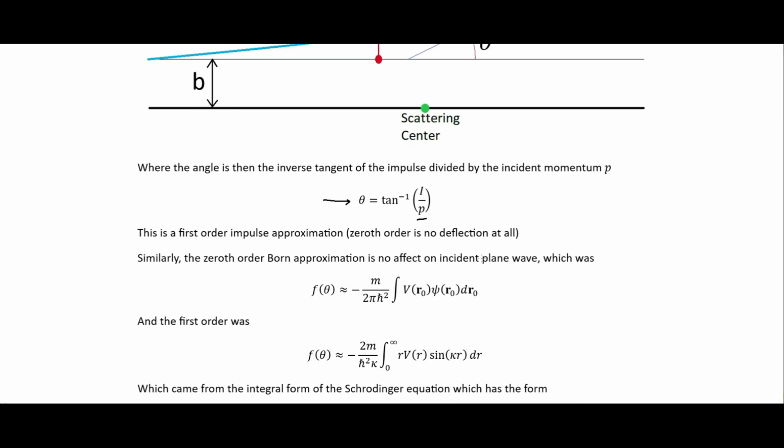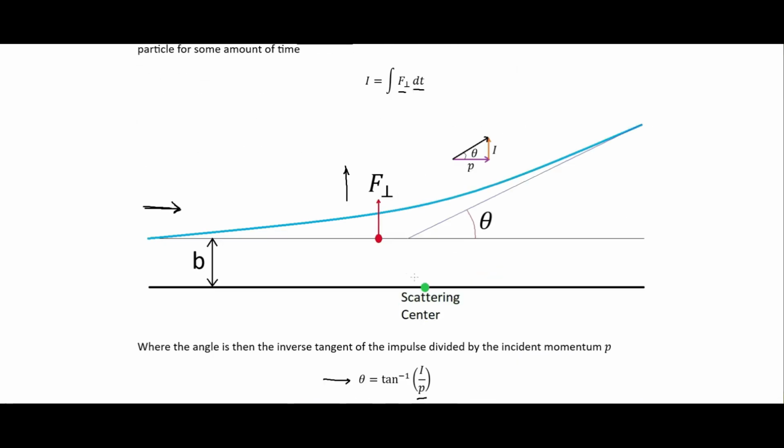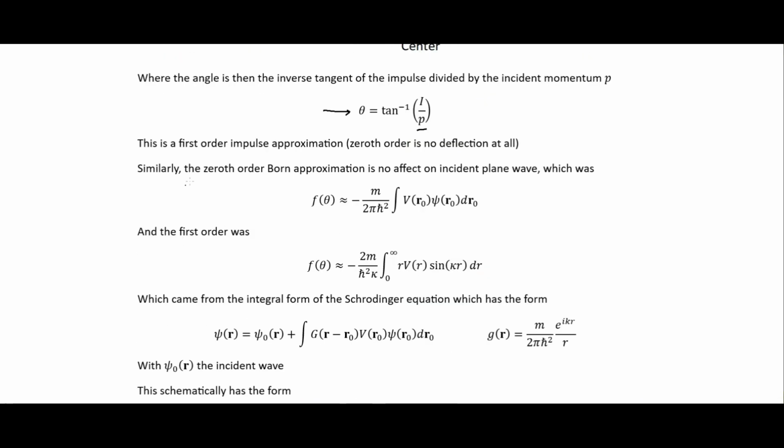And then at our first order approximation, we ended up getting some amount of change. So that was this f of theta right here. There's some amount of change because it is dependent on this angle theta here. Similarly, the 0th order Born approximation has no effect on the incident plane wave, and so that was this right here. We see that this doesn't have any dependence on theta, but the first order was this, which the kappa carried our theta dependence there. And so that's the 0th order approximation and first order approximation for the Born approximation.